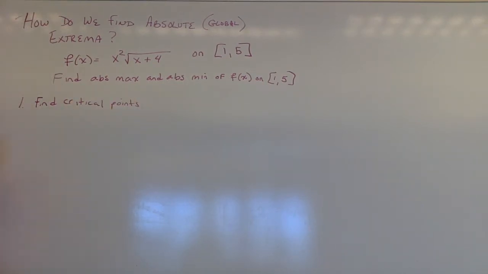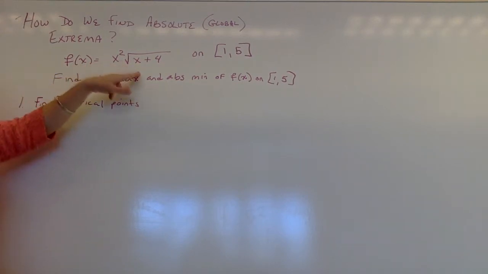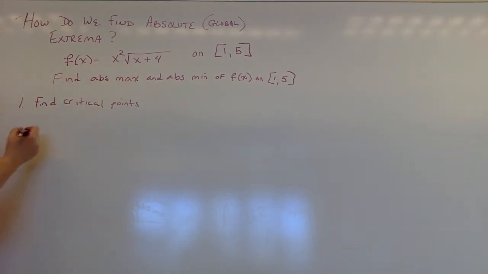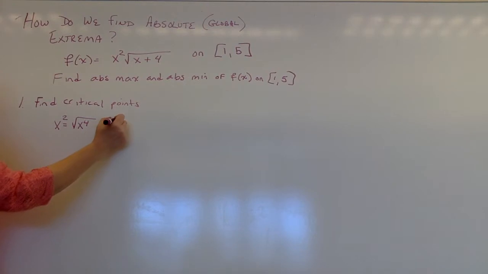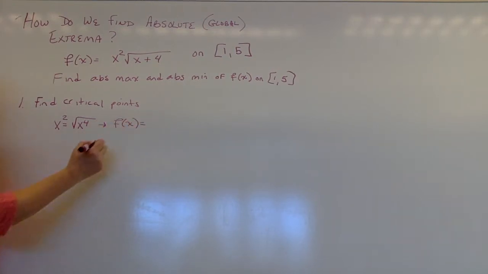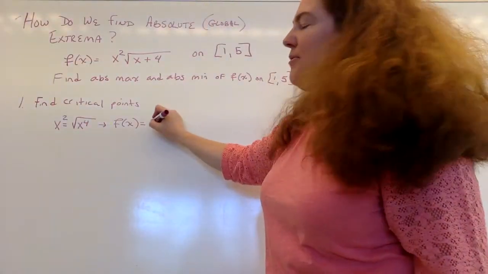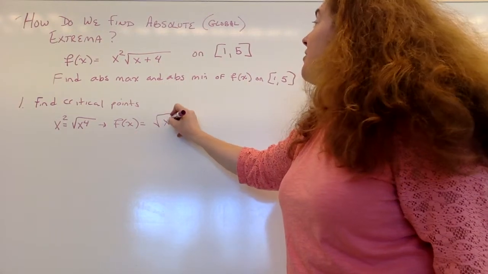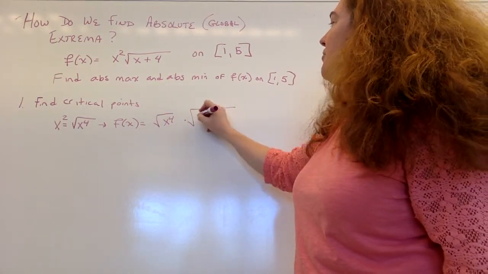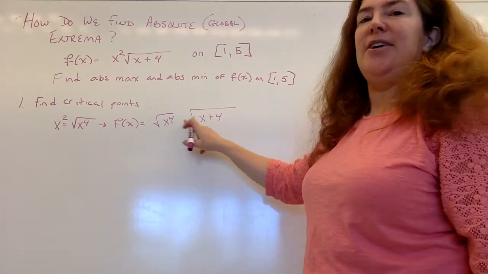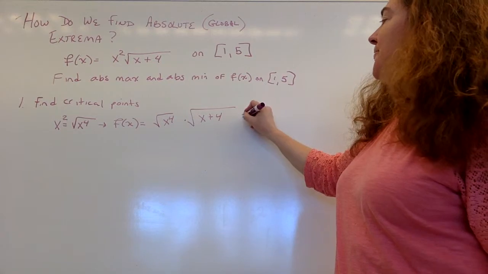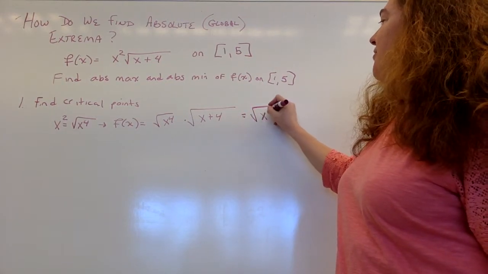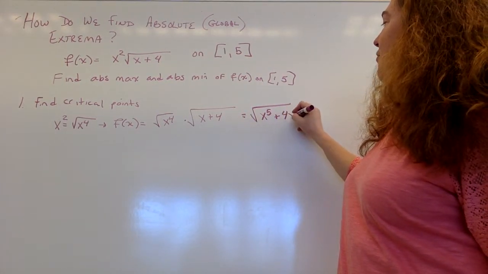Okay, now I'm going to do a little cheat here. I don't feel like using the product rule, so I'm going to use the fact that x squared is equal to the square root of x to the fourth, which means that f of x is equal to the square root of x to the fourth times the square root of x plus 4. And now since they're both under a square root, I can multiply through, and it saves me having to use the product rule. So I get the square root of x to the fifth plus 4x to the fourth.